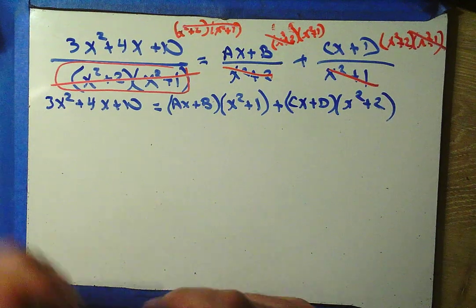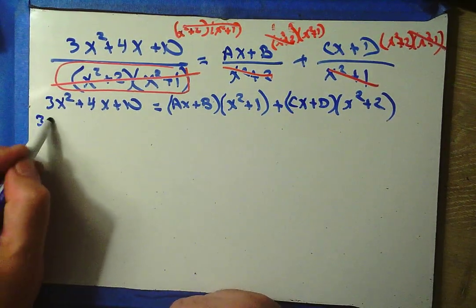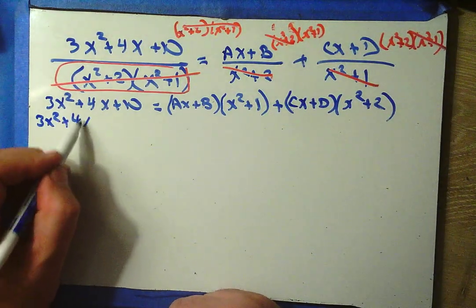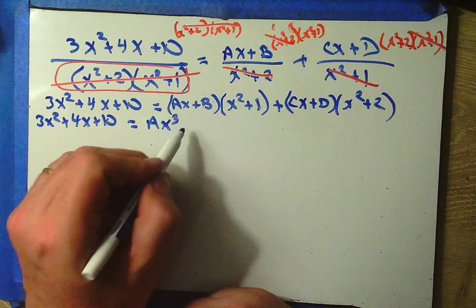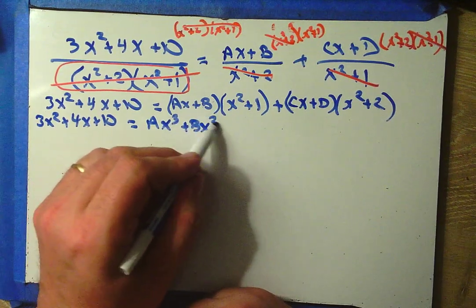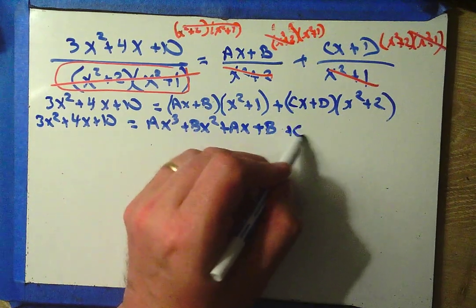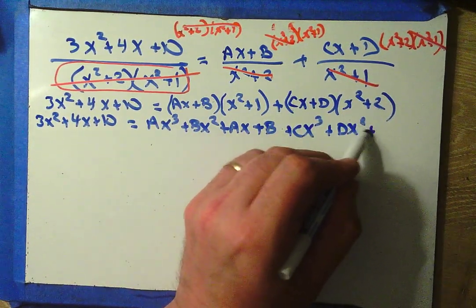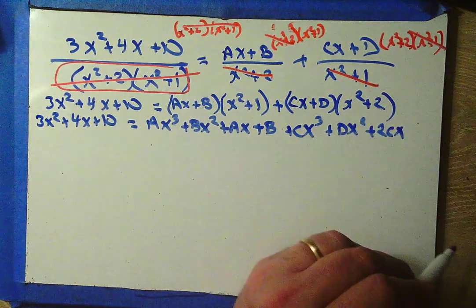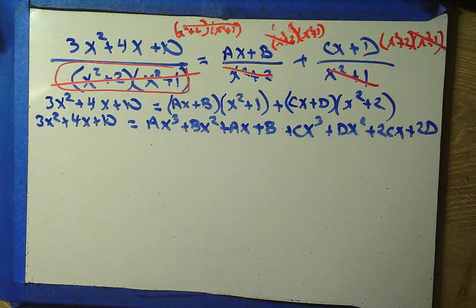All right, so that means FOILing over here. What do we get when we FOIL? We get 3x squared plus 4x plus 10 equals ax to the third plus bx squared plus ax plus b plus cx to the third plus dx squared plus 2cx plus 2d. All right, and now we want to do our grouping thing.